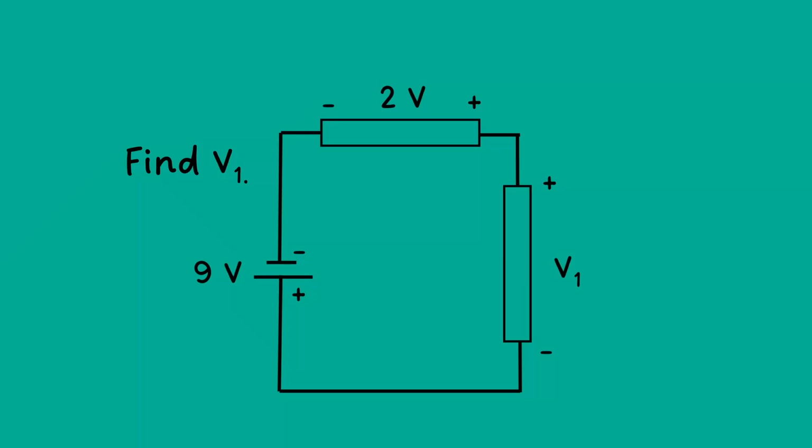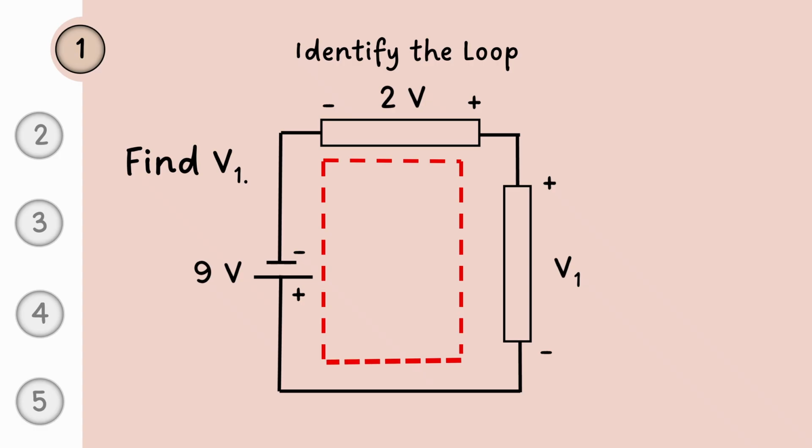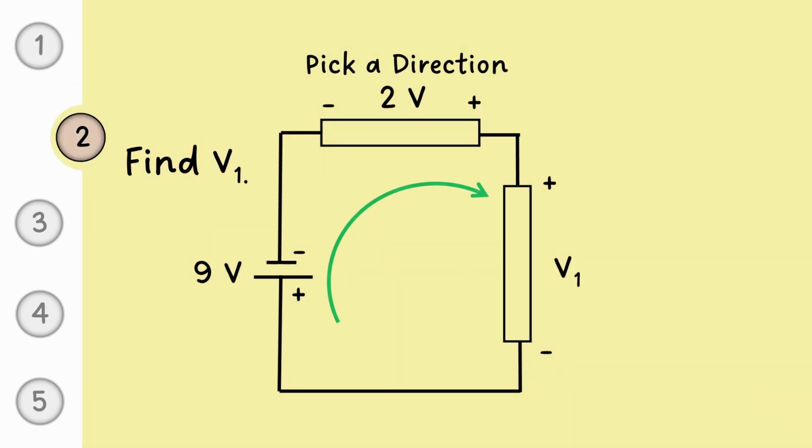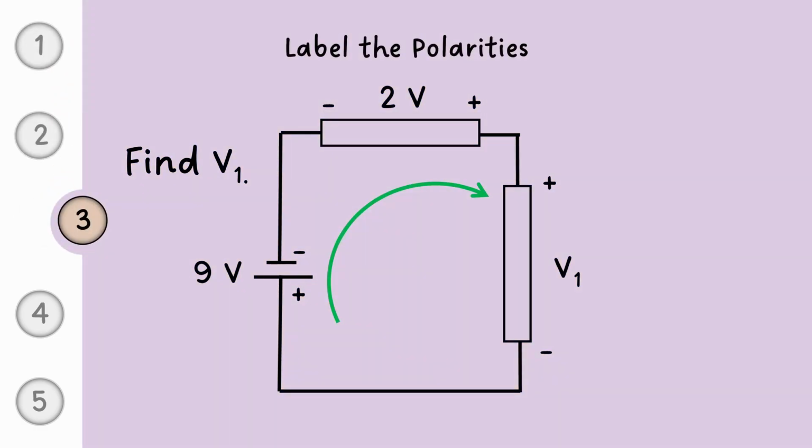Now look at this circuit. Here we have one loop. As usual, we will follow the clockwise direction. As for labeling the polarities, we can skip that step because the polarities are already labeled. Don't ever get tempted to change the polarities if they are already marked in the question.